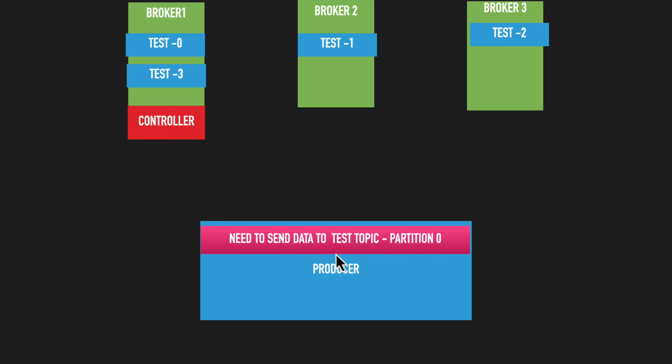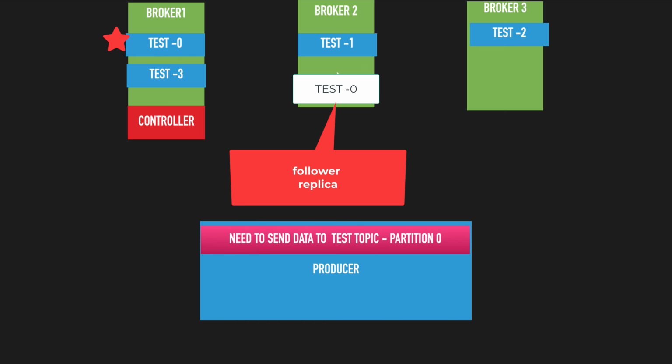Now here is the question that we have. I need to send the data to the test topic partition 0. How can this producer know where partition 0 is available? Because the producer needs to send data only to the leader partitions. In this case, we only have one replica available, but in real time, maybe test 0 might be available over here, test 0 might be available here as well.